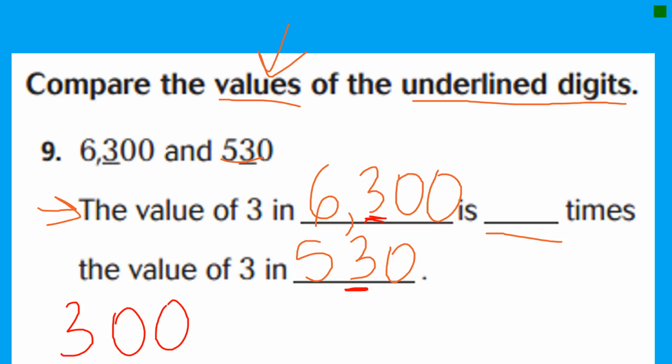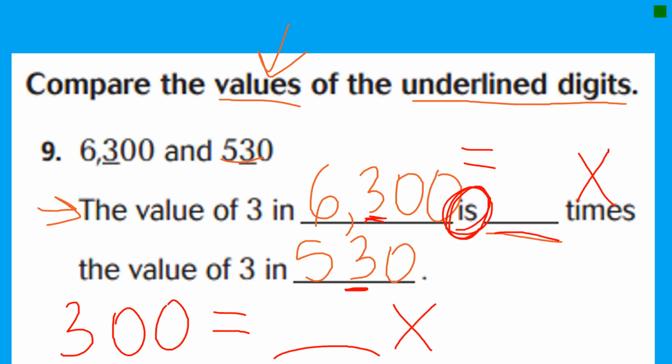So here's what I'm writing down at the bottom. I wrote 300, and then you see the word is right there? Is blank, times. The value of 3 in 530. The value of 3 in 530 is 30.